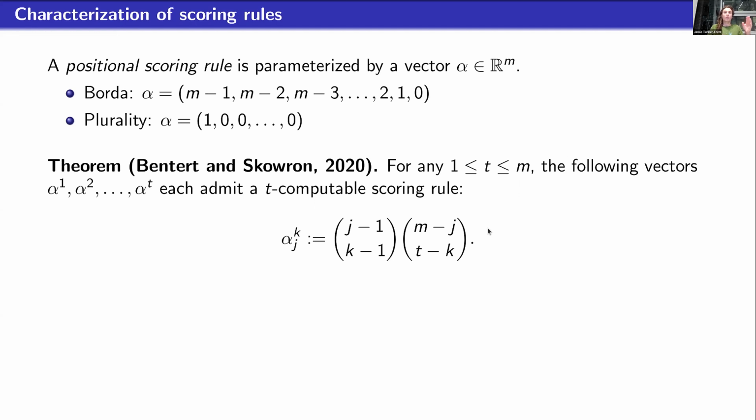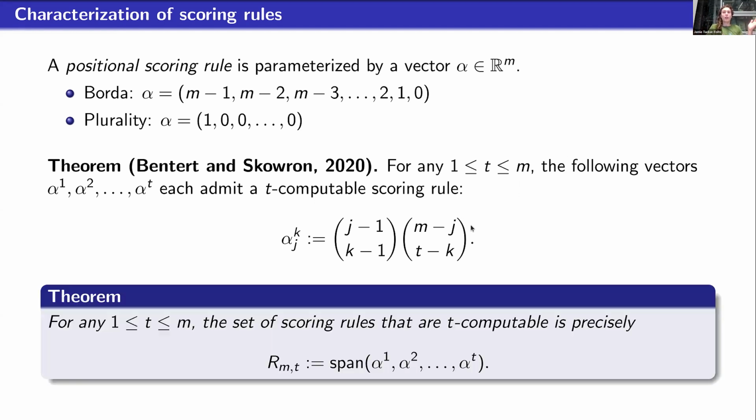Okay, so these are just some random vectors. I have pictures of these vectors on the next slide. You can see what some of them look like. Okay, so this is a collection of scoring rules that are computable with queries of size t for any t less than m. Are there other ones we're missing? Our paper actually showed that no, there's not. This is all of them.